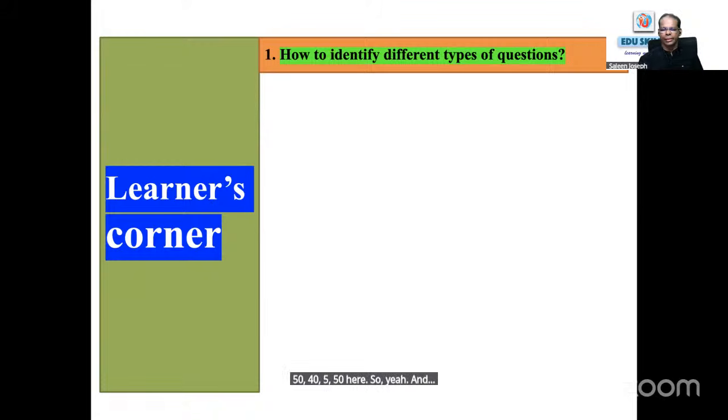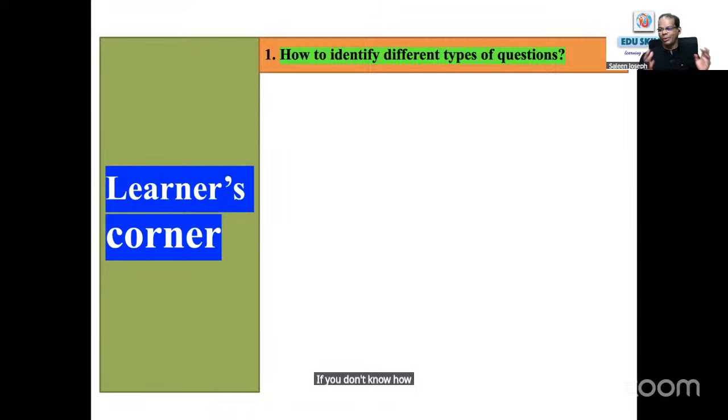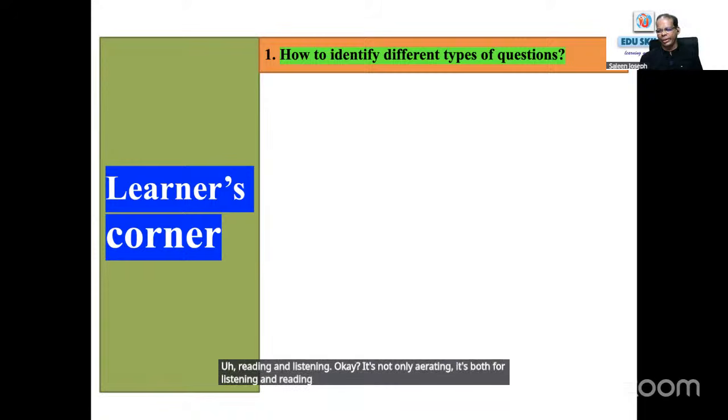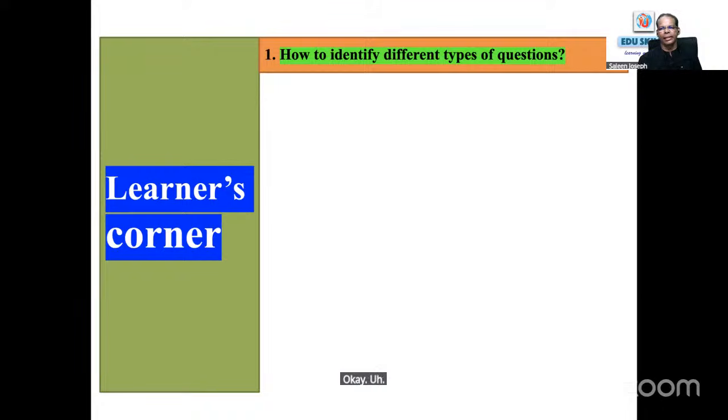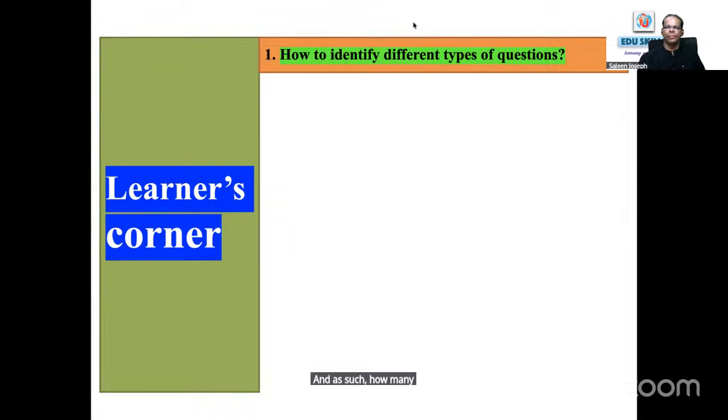This is how to identify different types of questions. If you know the different types of questions, type Y. If you don't know how many types of questions appear in reading and listening, it's not only reading, it's both for listening and reading. We have almost the same strategies, but question types are a bit different, that's all. In reading, you can just say if you know how many different types of questions appear. For example, opinion question is a type of question.